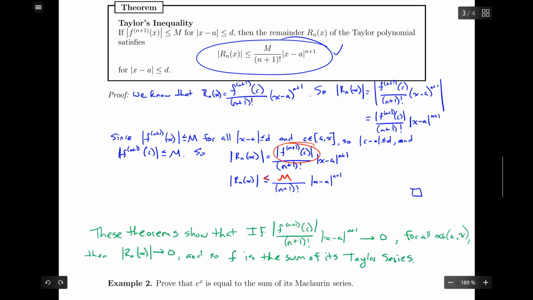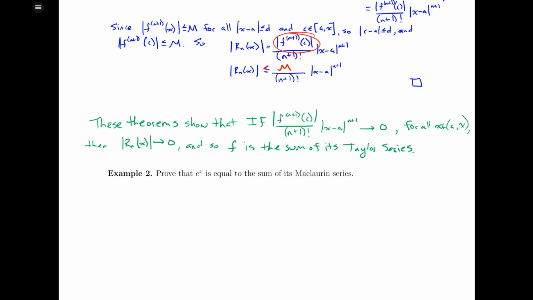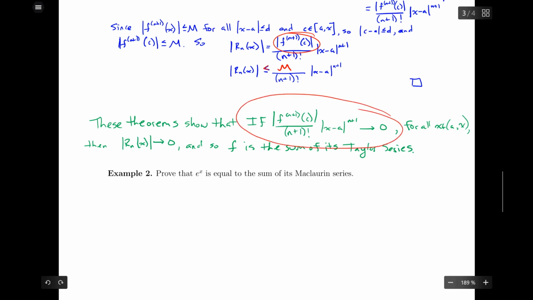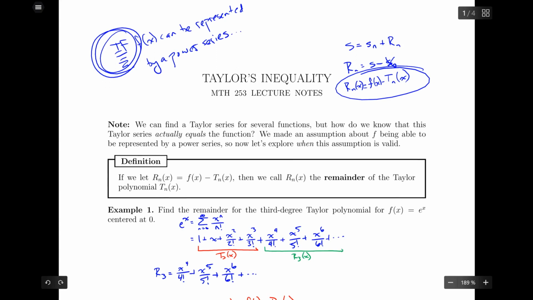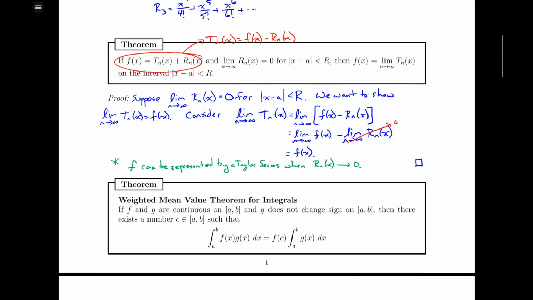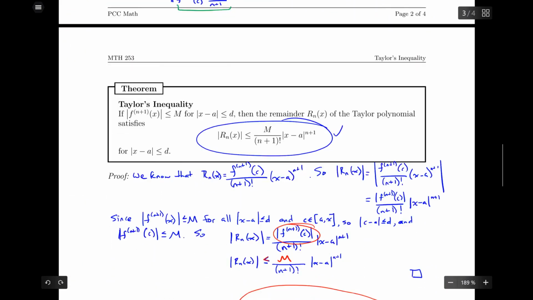So in this next problem, it says prove that e to the power of x is equal to the sum of its Maclaurin series, which is a Taylor series. What we need to do is show that this is true. We keep changing the question. We started with if f of x can be represented by a power series, so the question is when can f of x be represented by a power series? We answer that with f can be represented by a power series, or a Taylor series, when the remainder goes to 0. So the new question is, when does the remainder go to 0? It took some time, but we finally were able to answer that.